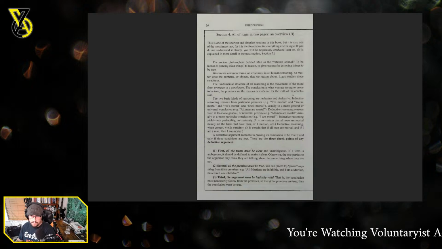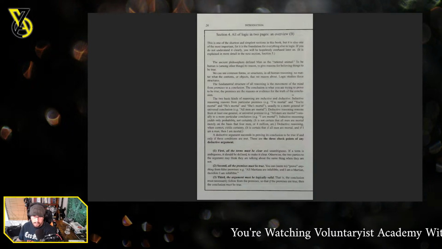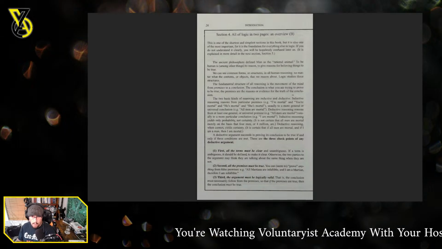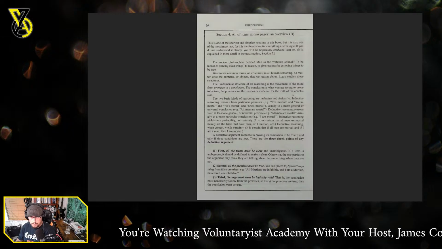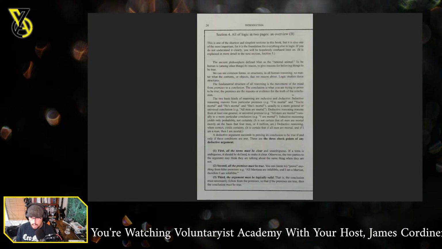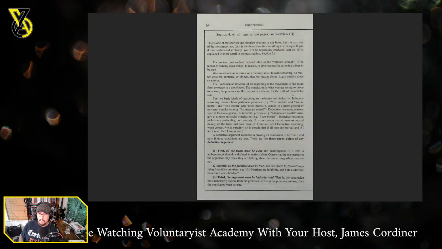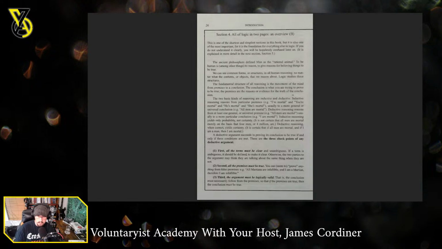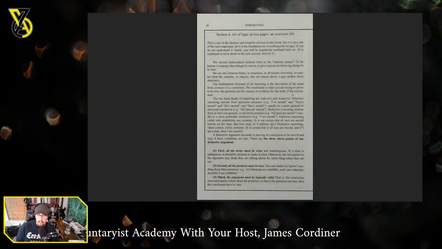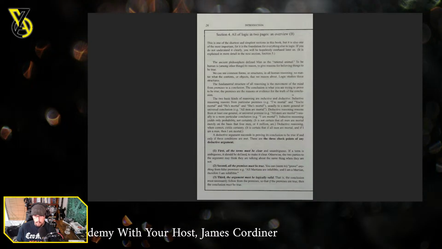The ancient philosophers defined man as the quote-unquote rational animal. To be human is, among other things, to reason, to give reasons for believing things to be true. We can see common forms or structures in all human reasoning, no matter what the contents or objects that we reason about. Logic studies those structures. The fundamental structure of all reasoning is the movement of the mind from premises to a conclusion. The conclusion is what you are trying to prove to be true. The premises are the reasons or evidence for the truth of the conclusion.